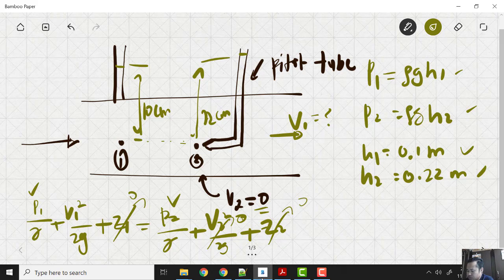We also already know that gamma is equal to rho g. The rho of water is 1000 times 9.81, so we get 9810. Okay, 9810 for gamma. Then just substitute the values and you can find the value of V1. It's very easy, eh?